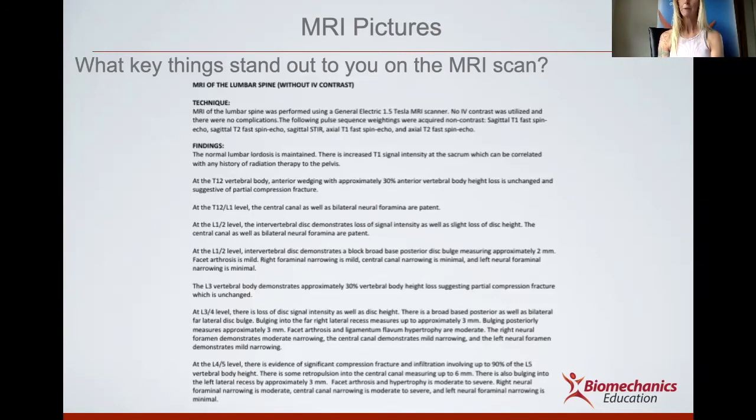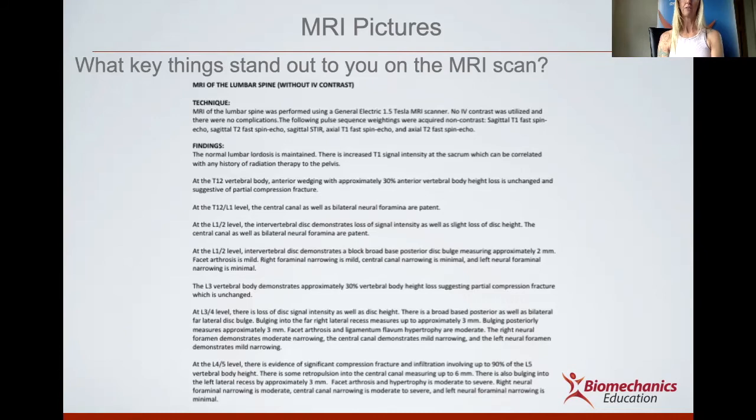Facet arthrosis again, and here we've got the ligamentum flavum hypertrophying at a moderate level. So again, that ligamentum flavum is really trying to hold back by the sound of it, because it's thickening, it's hypertrophied, and it's a moderate level as opposed to minimal or mild. The right neural foramen, so the right nerve hole or gap, demonstrates moderate narrowing, and the central canal demonstrates mild narrowing. I'm not sure of the difference between moderate and mild, maybe open to debate, but again, ambiguity in language may be seen here. And the left neural foramen demonstrates mild narrowing. So we may want some definitions and some understanding of what this might mean.